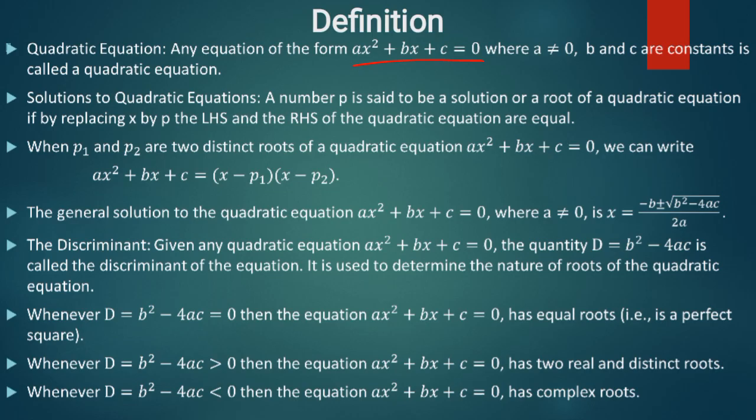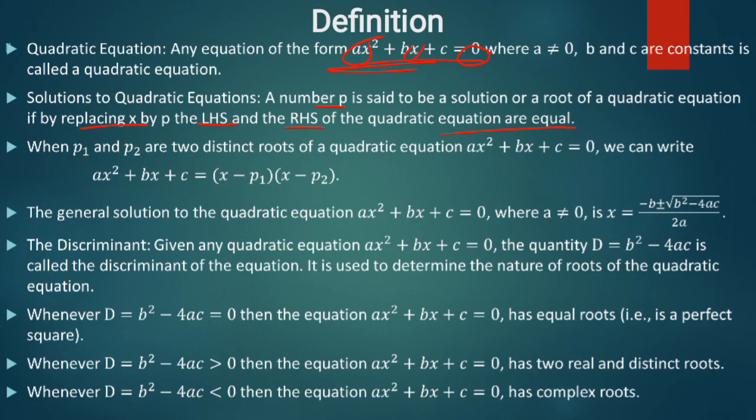Now if you want solutions to quadratic equations, a number p is said to be a solution of a quadratic equation if, by replacing x by p, the left hand side and the right hand side are equal. If you put in the value p and get the same answer on your left hand and right hand side, then we say the value p is the solution.